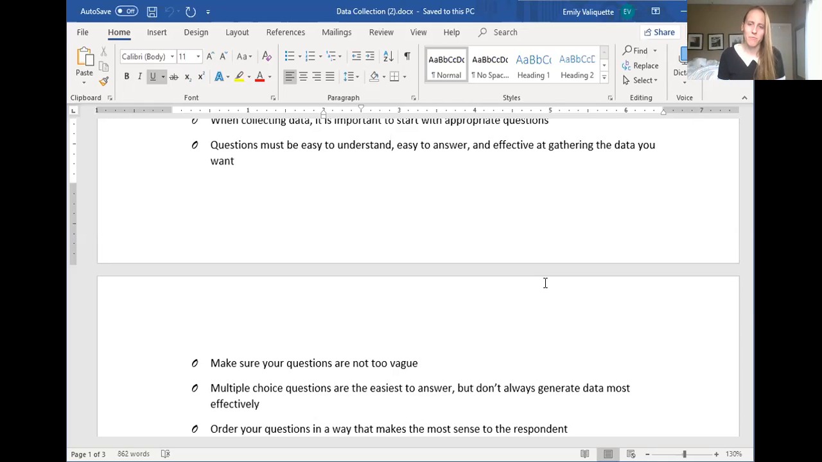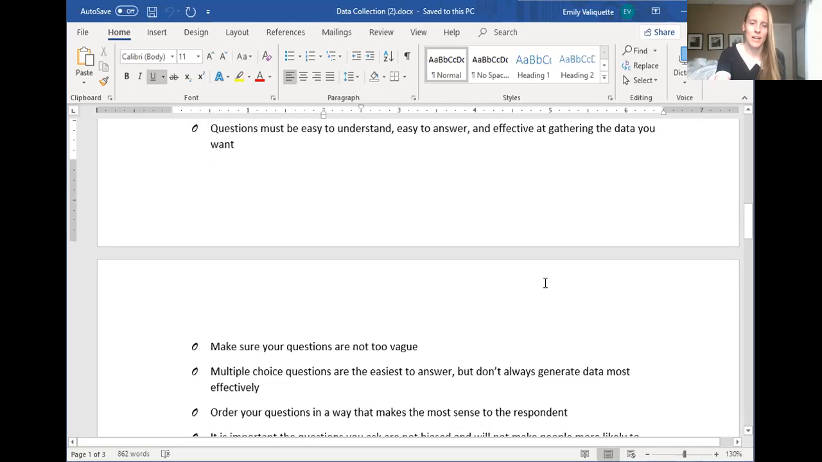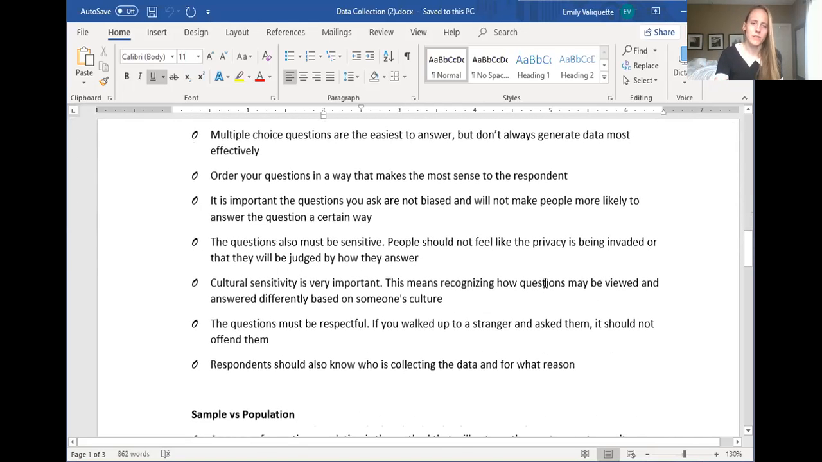You also want to make sure that your questions aren't too vague, again, so that you actually get the kind of data that you're looking for. You want to order the questions in a way that makes most sense to the respondents. So if you're asking similar types of questions, group them together and then change topic if you're going to ask something else. Again, make sure that they're not biased. That includes not using adjectives, for instance.